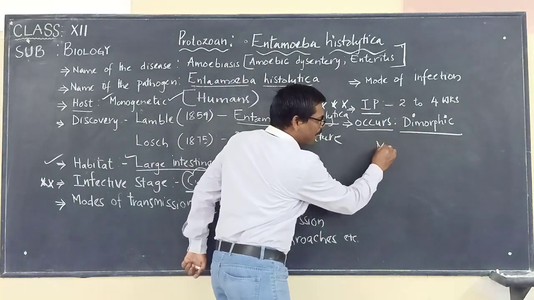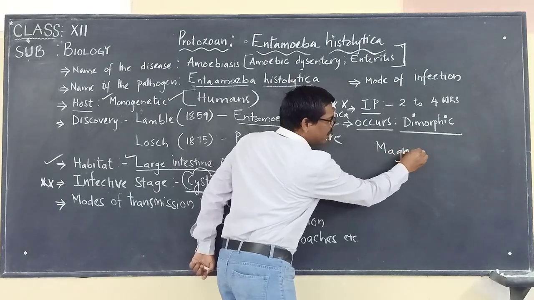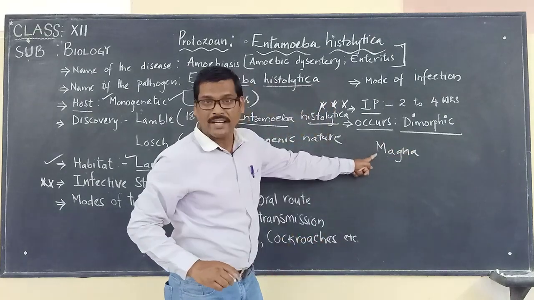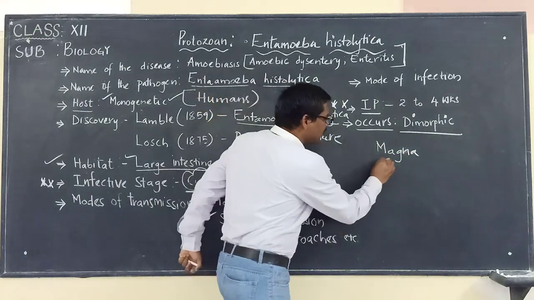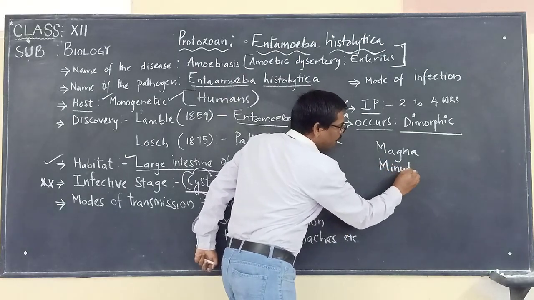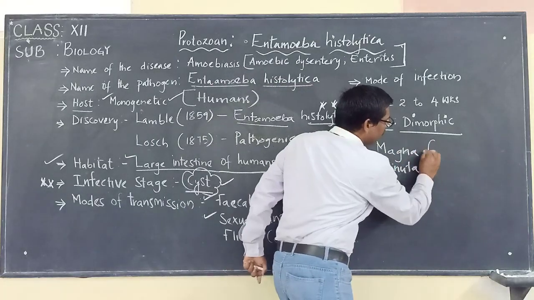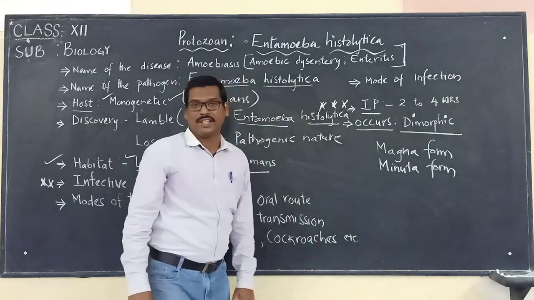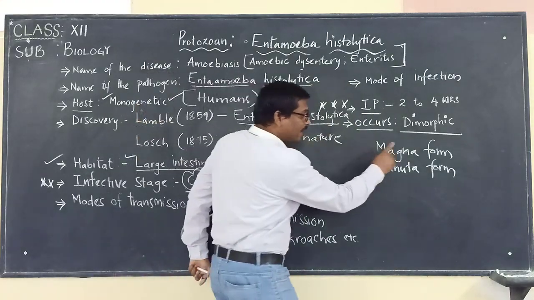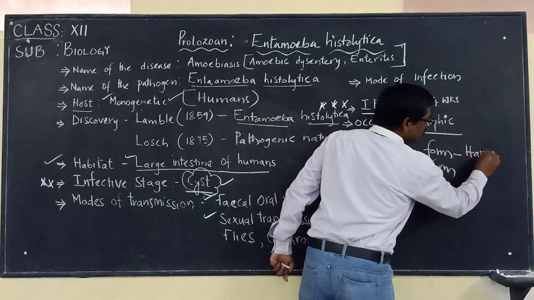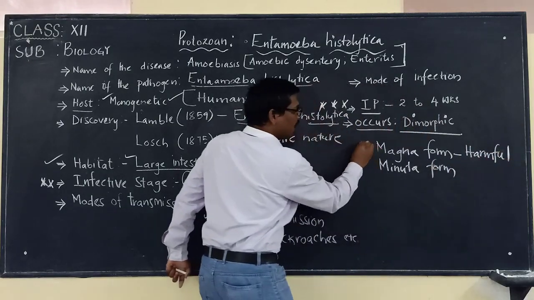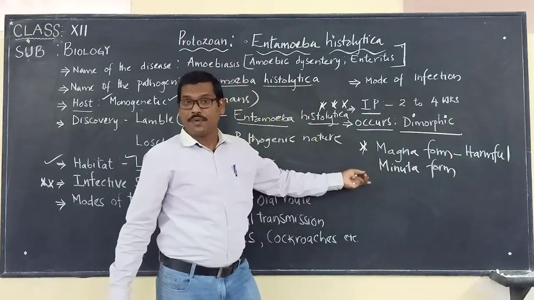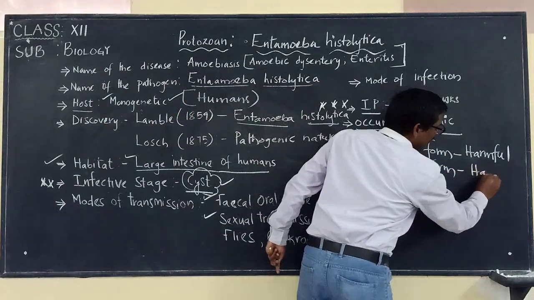One form of Entamoeba histolytica is called magna, and another form of Entamoeba histolytica is minuta. These are the two forms of Entamoeba histolytica. Among these two, the magna form is harmful. So you have to keep this in your mind. The magna form is harmful. The minuta form is harmless.